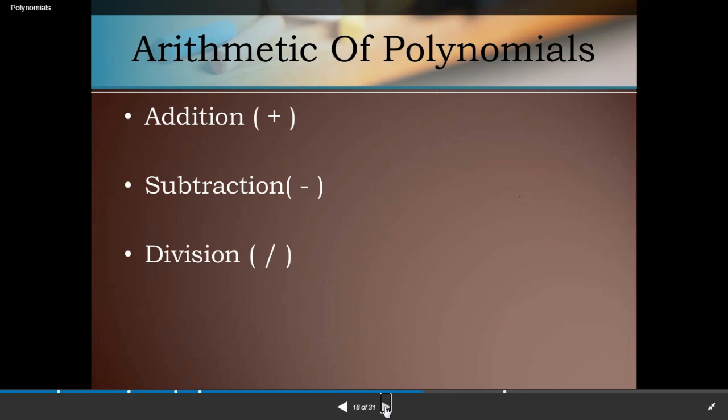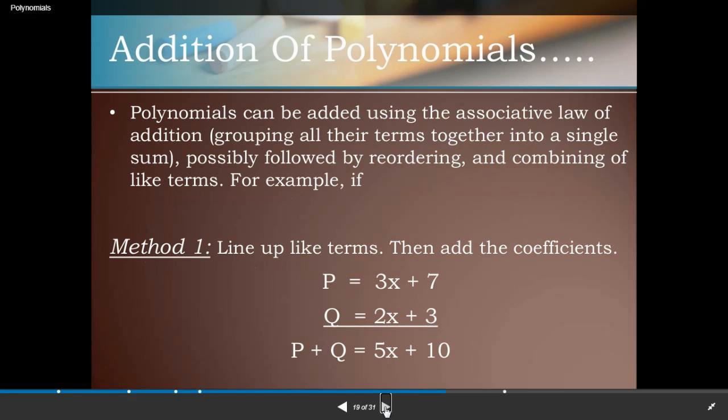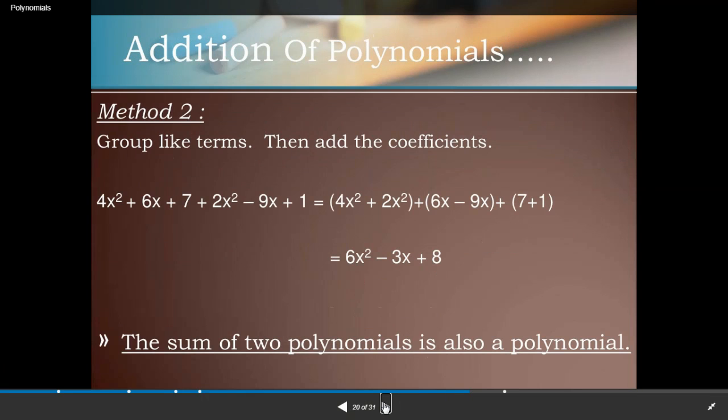Now arithmetic of polynomials: addition, subtraction and division. Addition of polynomials. Polynomials can be added using the associative law of addition, grouping all their terms together into a single sum, possibly followed by reordering and combination of like terms. For example, first line up all the like terms, then add the coefficients. 3x plus 7, 2x plus 3. When we add the coefficients, we get 10, and the like terms 3x and 2x give 5x. So the result is 5x plus 10.